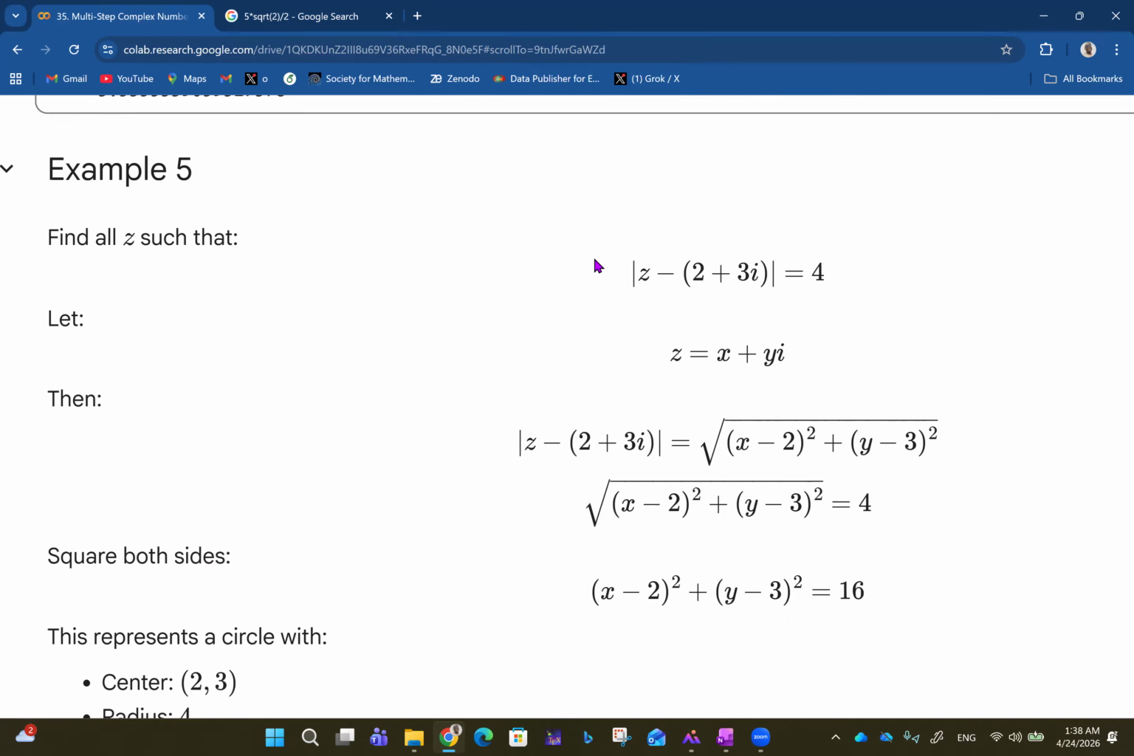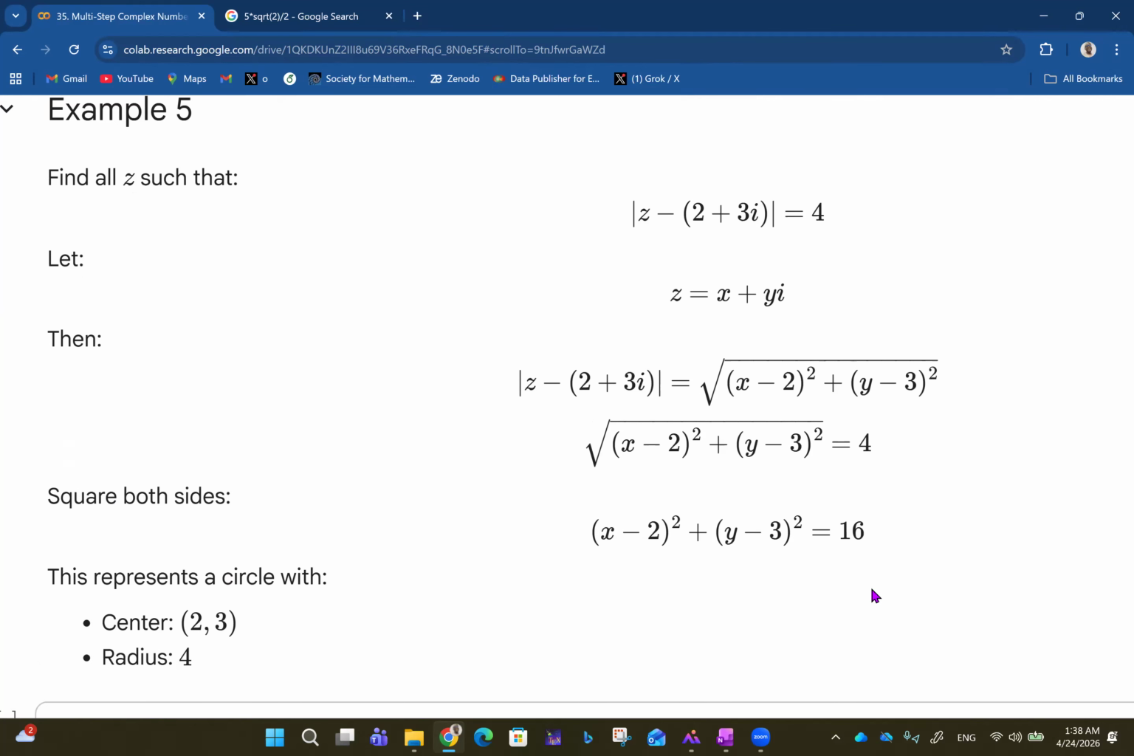So now for example 5, we want to find all z such that the absolute value of z minus 2 plus 3i is equal to 4. Of course, here we let z be x plus iy. So you have x plus yi minus 2 minus 3i. So that'll be x minus 2 plus y minus 3 i. And by the time you take the magnitude, you have the square root of x minus 2 squared plus y minus 3 squared. And of course, we know that all of that is 4. If you square both sides, you have x minus 2 squared plus y minus 3 squared equals 16.